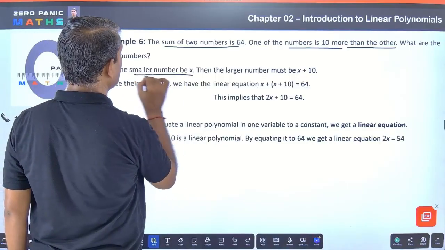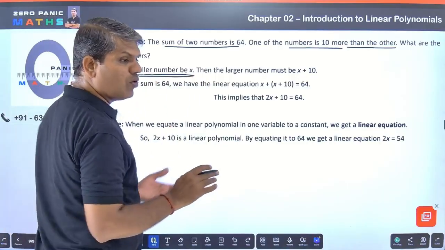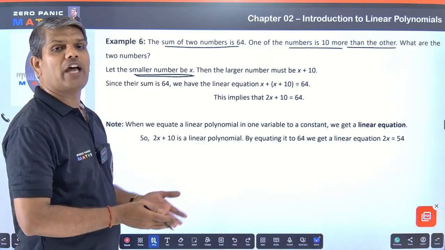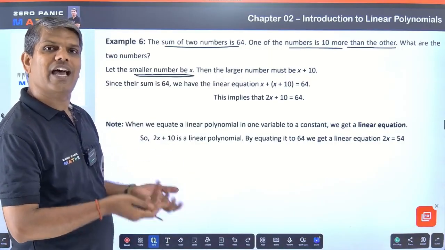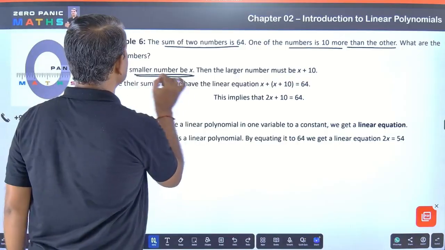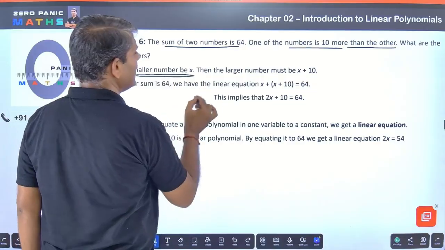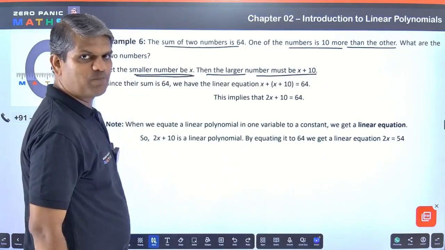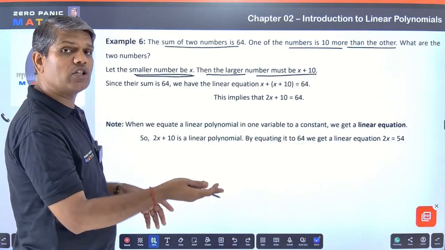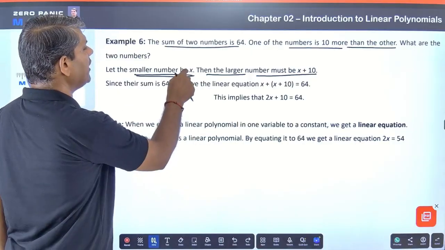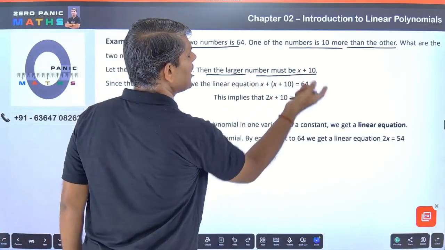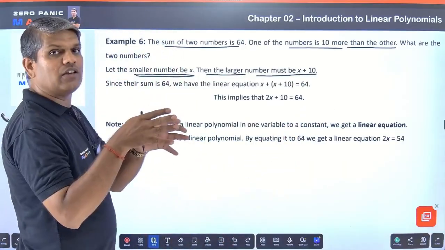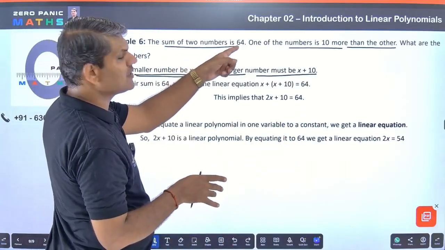Let the smaller number be x in that case. If you don't know what exactly is to be found, you have to start with an assumption of x as that value. So let us consider the smaller number as x. Then the larger number will be x plus 10, since that number is 10 more than the other number. So obviously, adding those two numbers should get us 64.